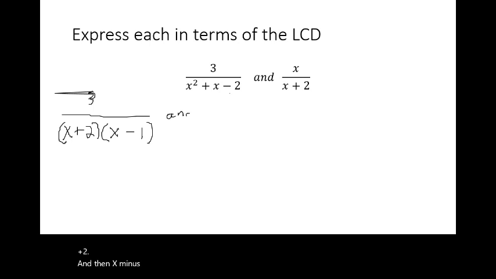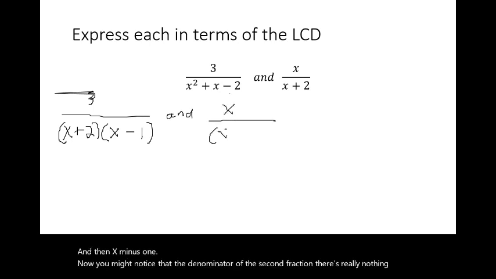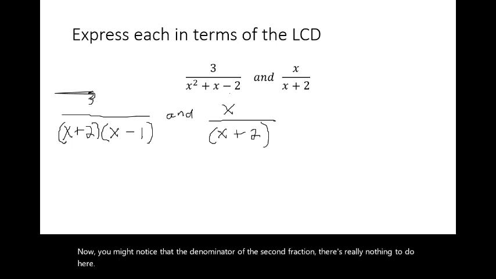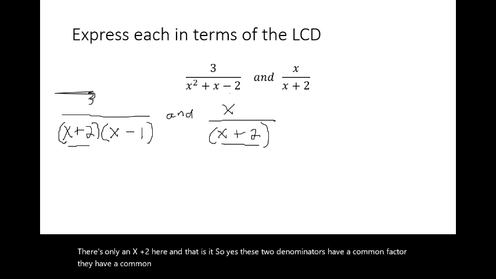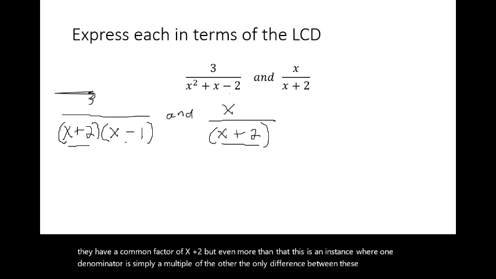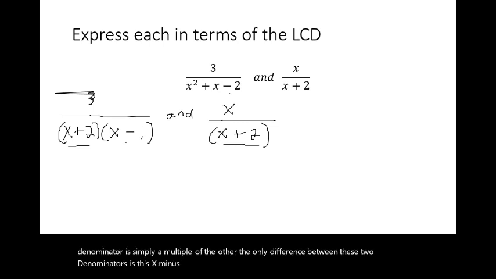Now you might notice that for the denominator of the second fraction, there's really nothing to do here. There's only an x plus 2 here, and that is it. So yes, these two denominators have a common factor of x plus 2. But even more than that, this is an instance where one denominator is simply a multiple of the other. The only difference between these two denominators is this x minus 1. The first denominator is being multiplied by the x minus 1, whereas the second one is not.